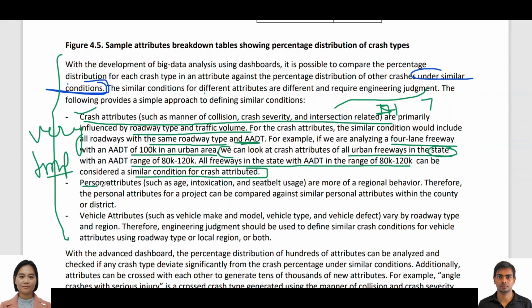The second attribute is the person's attributes, such as age, intoxication, seatbelt usage. These are more of a local thing; they are more of a regional behavior. Therefore, the personal attributes for a project can be compared against similar personal attributes within a county or district. So we can look at the crash trend within a county and district, and we might use the same roadway class.